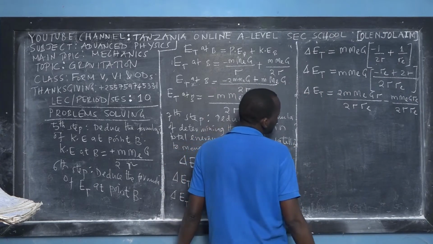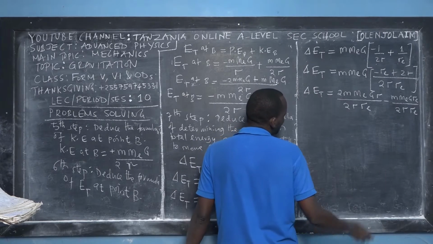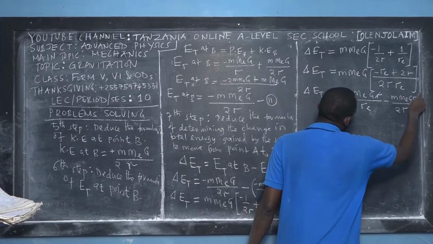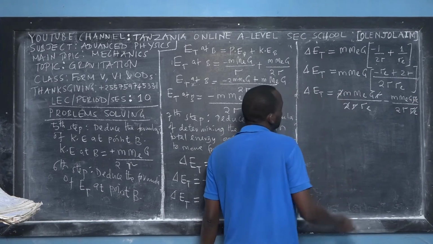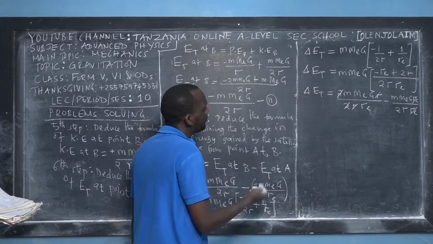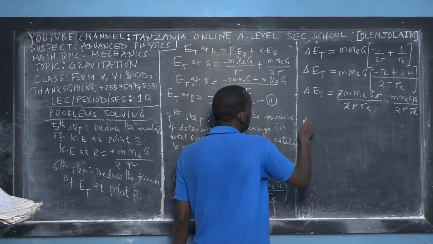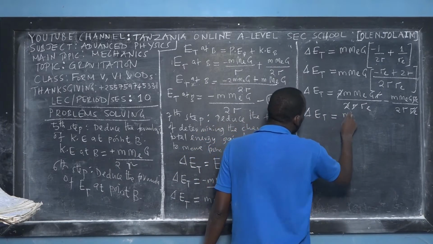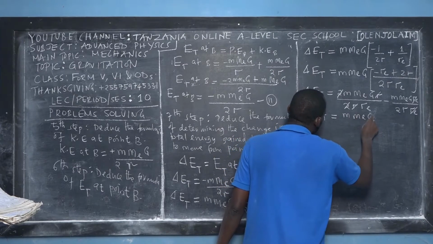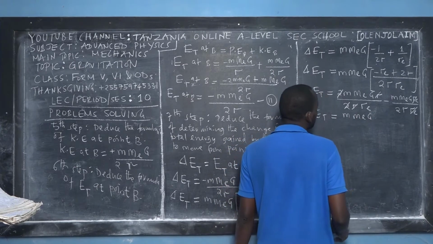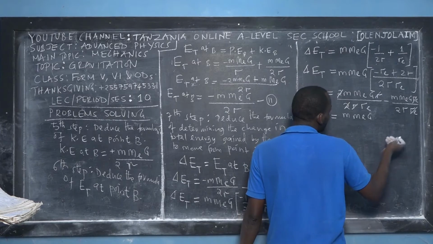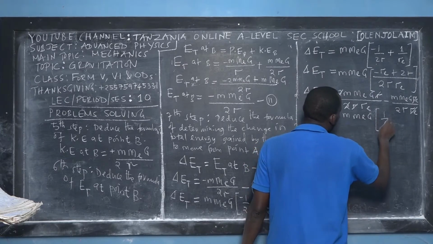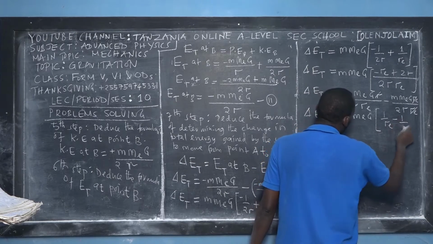Then we can simplify them if you're interested. Such as this and this, you can cancel this and this, you can cancel this and this. So you see, you might have what you had there. The change in total energy is equal to the mass of the S times the inverse of the gravitational constant, and that's what we had there: 1 over RE minus 1 over 2R.